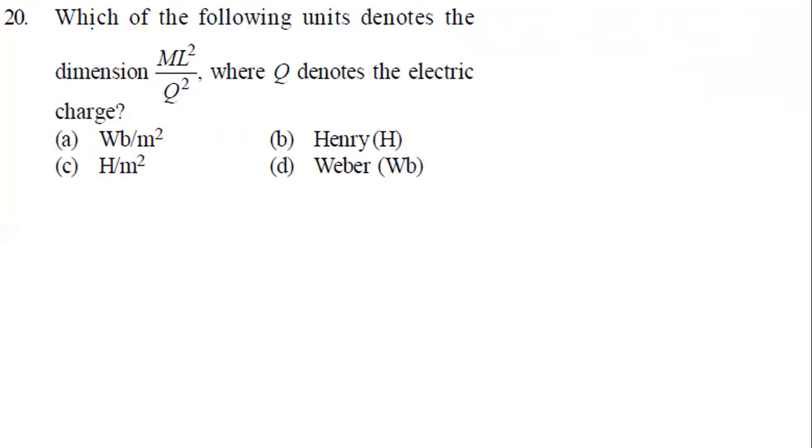Now, which of the following units denotes the dimension M L square by Q square, where Q denotes electric charge? Which quantity is the right answer? We need to find out. That's the question given to us. Now tell me how we can find out. It should be M L square by Q square: mass, length, and the charge.